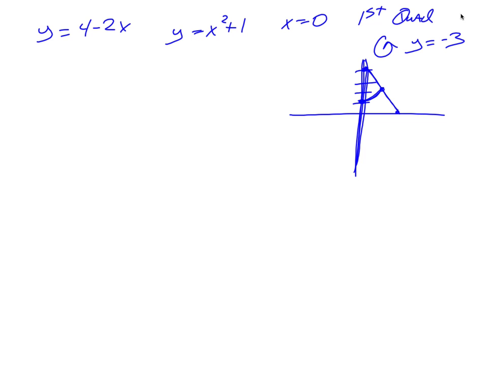Plug in 1. So if I plug in 1 to 4 minus 2x, that gives me 2. If I plug in 1 to x squared plus 1, that gives me 2. So that tells me they do intersect right there. So we want to rotate this piece right here around y equals negative 3.